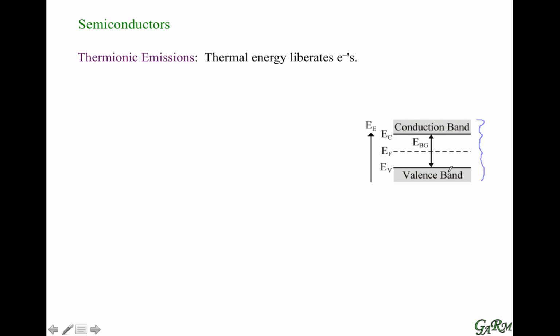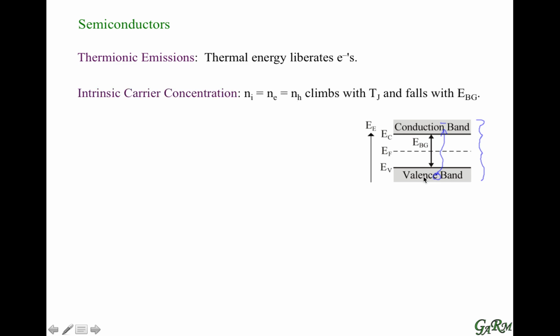Basically, in the presence of thermal energy, when we add thermal energy to the system, bound electrons can break free, and when they break free, they rise into the conduction band. And when they do that, they leave behind a hole. And remember, the conduction band holds loosely bound electrons. In the valence band, those are bound electrons.